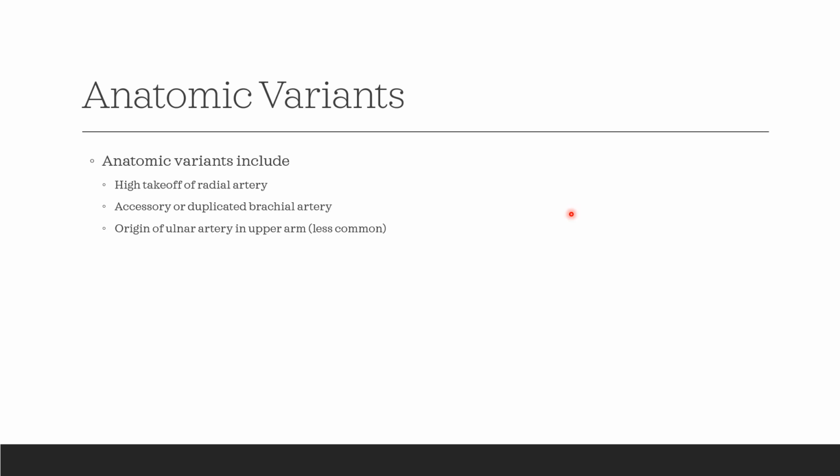We can also see accessory or duplicated brachial arteries, so it'd be two arteries instead of one. We're used to seeing two veins with these deep systems, but it's not that common to see two arteries.